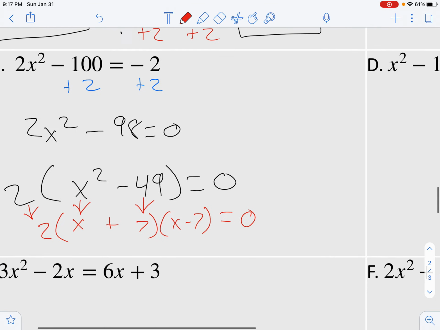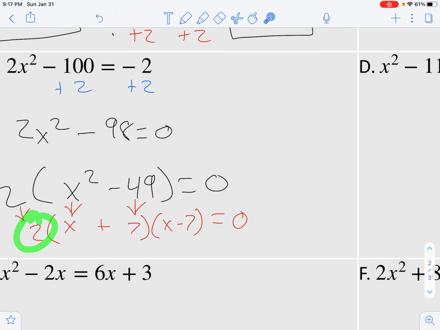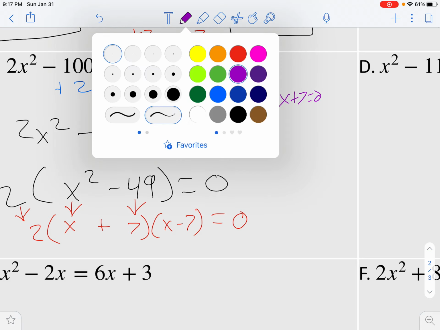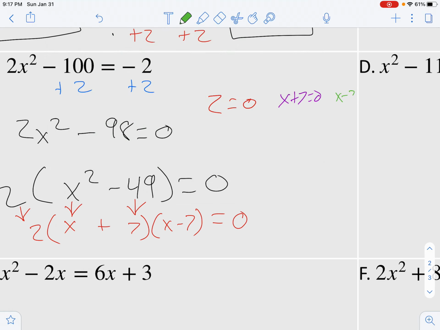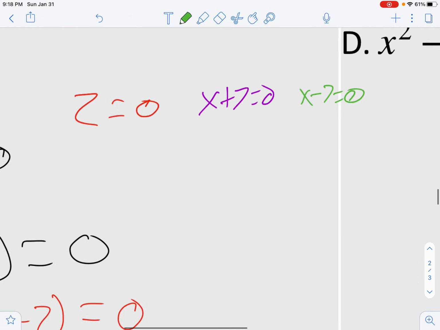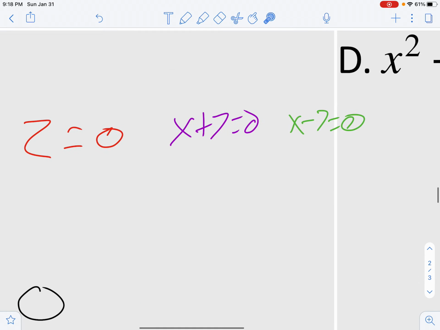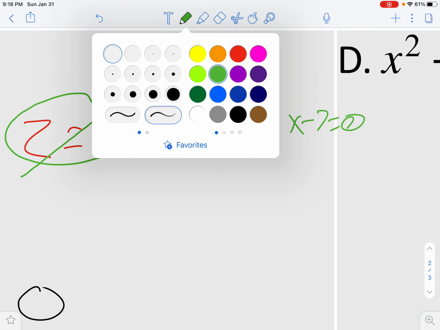And now we're going to work out each piece of this. So I have a 2 equals 0. I have x plus 7 equals 0. If I use a different color. And I have x minus 7 equals 0. Not red, green. So each piece, once we've broken it down, we're going to set each piece equal to 0. When we have a number, 2 equals 0, that's just not true. That doesn't work. So we don't have to worry about that one.